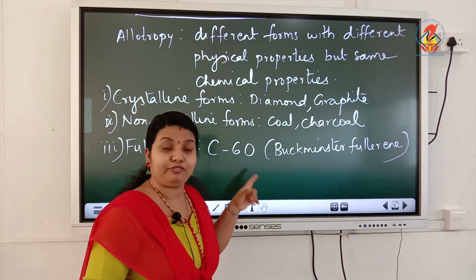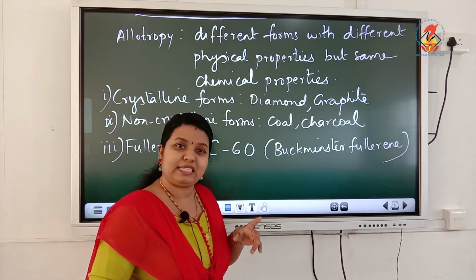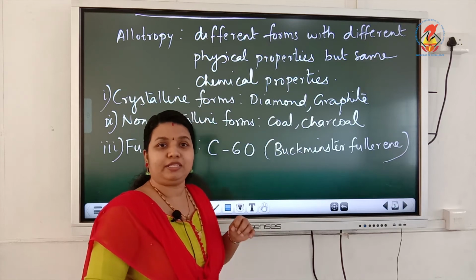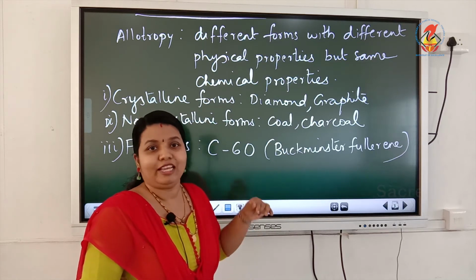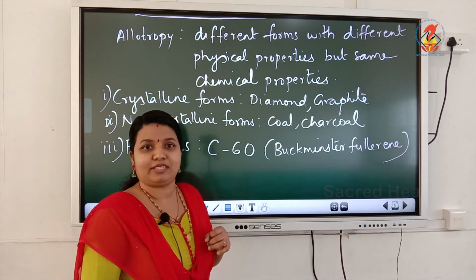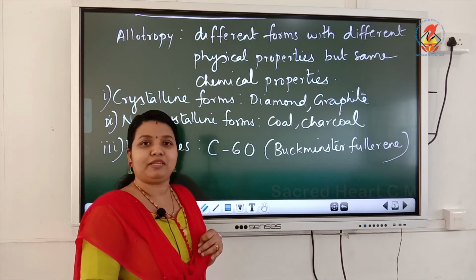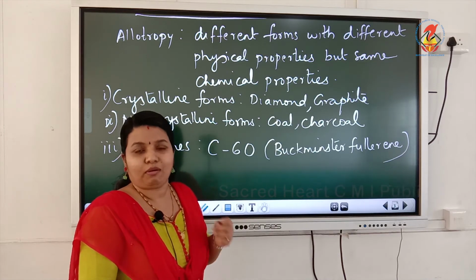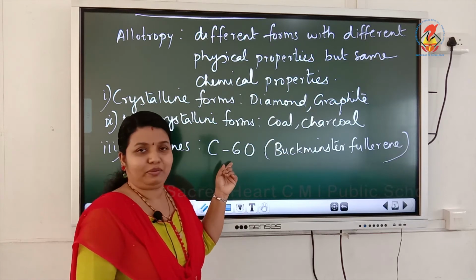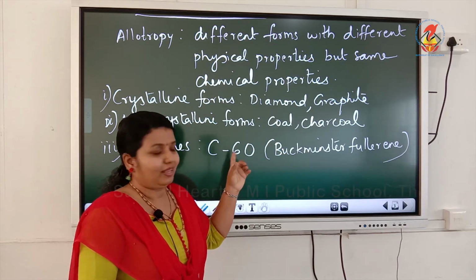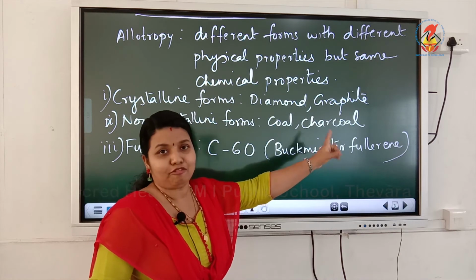So, fullerenes are the third type of allotropes of carbon, where carbon atoms are arranged in the shape of a football. The first identified fullerene is C60, where 60 carbon atoms are arranged in the shape of a football. It resembled the geodesic dome designed by the US architect Buckminster Fuller. So, in honor of this architect, this compound C60, the fullerene, was named Buckminster Fullerene.